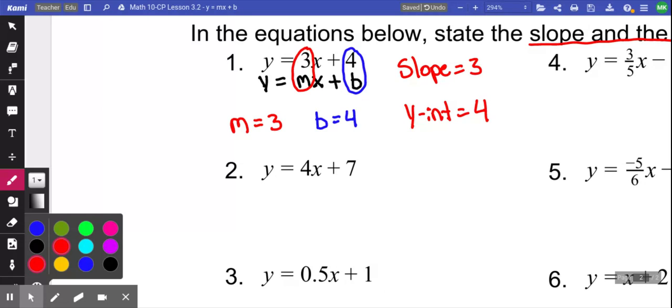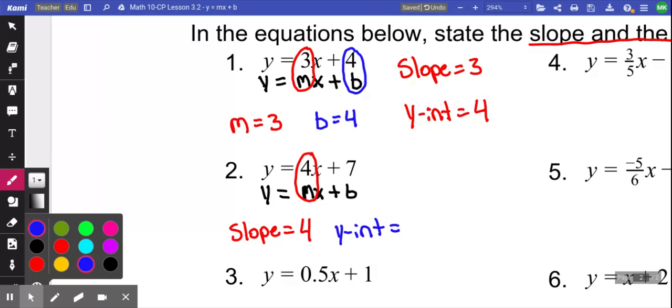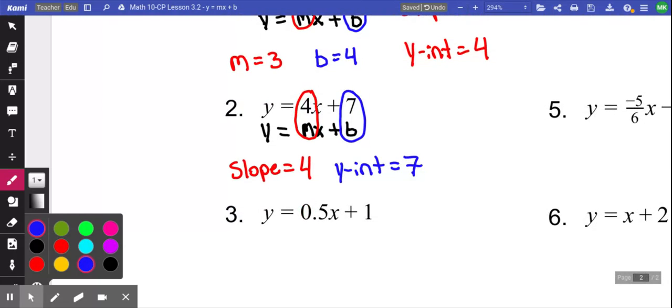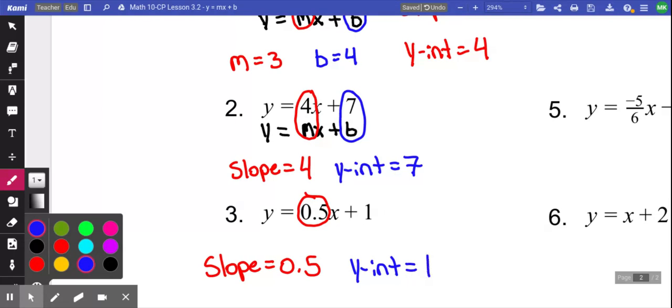If you look at question 2, you can tell that this thing is in slope-intercept form. So this means my slope equals 4. My y-intercept equals 7. For 3, my slope equals 0.5 right there. And my y-intercept equals 1.